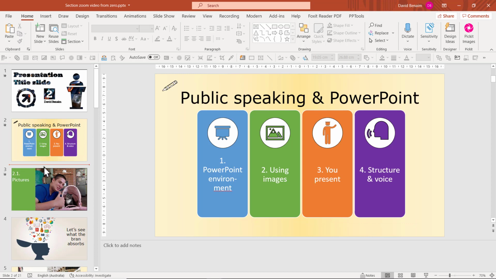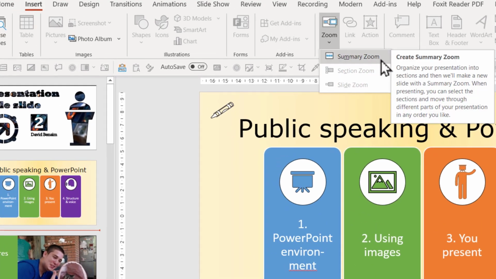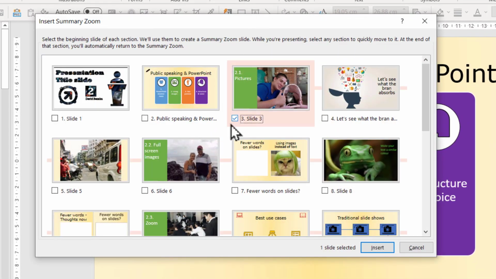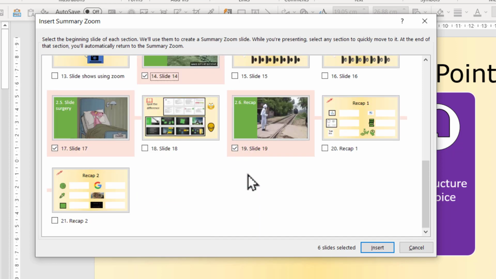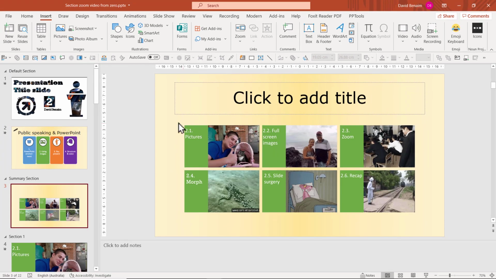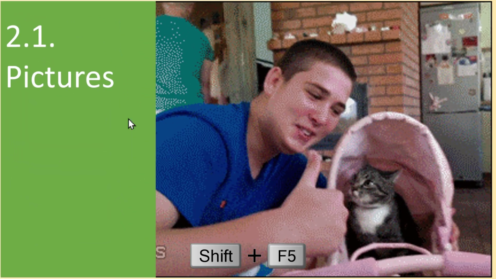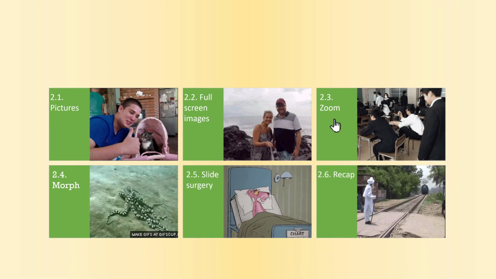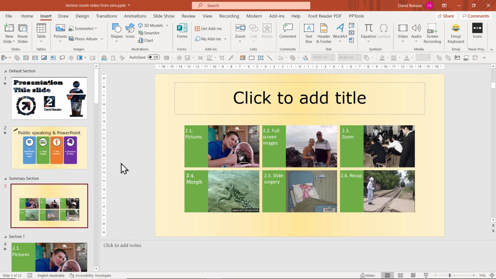And then I'm going to click in between these slides, and I'm going to go to Insert, Zoom, and Summary Zoom. Then just click on all of the relevant ones, like these. Press insert, and that has created this slide, which effectively does what I need it to do. So if I go to slideshow mode, Shift F5, I can click there, I can click here, whatever I want. I've effectively done the basics of it. So let me go through a little bit more of the specifics about what I've done.